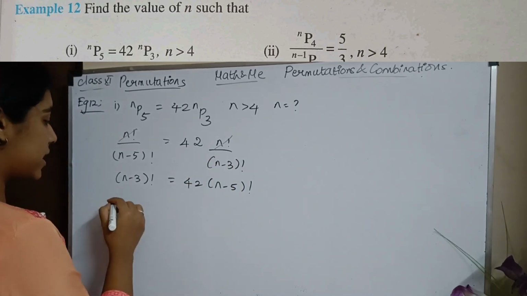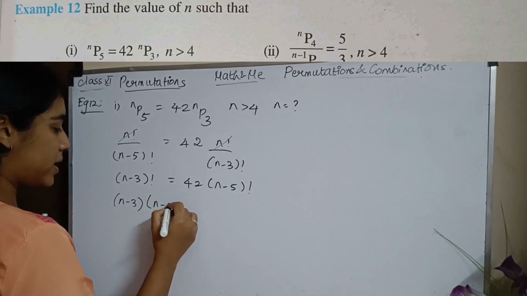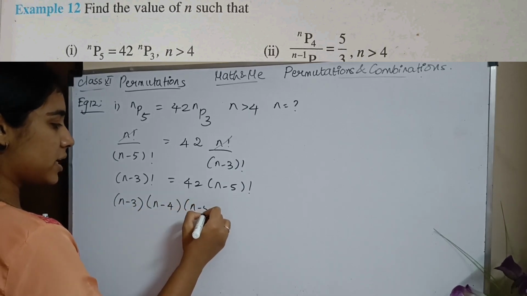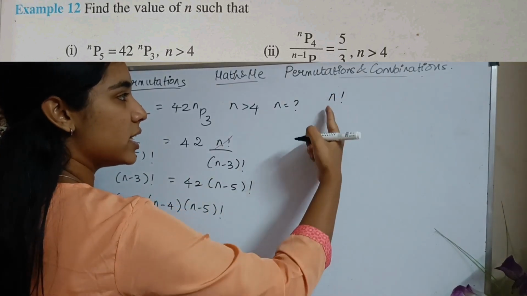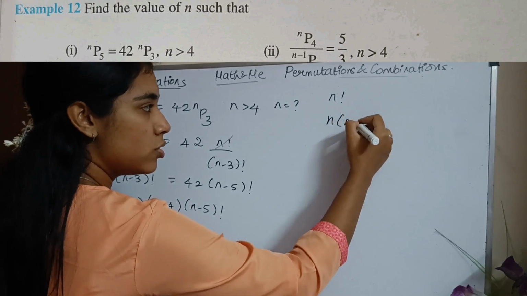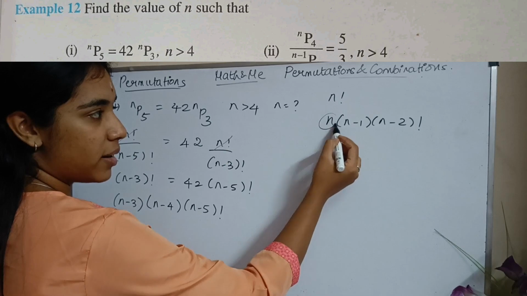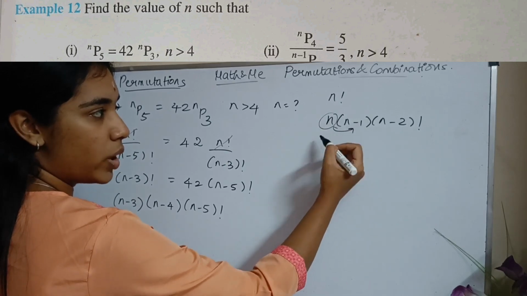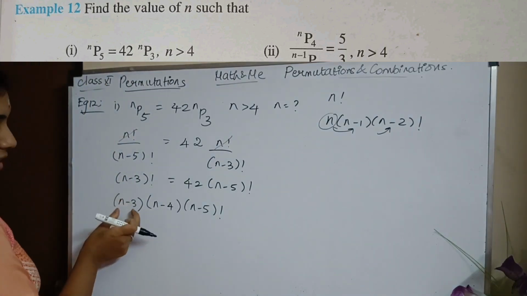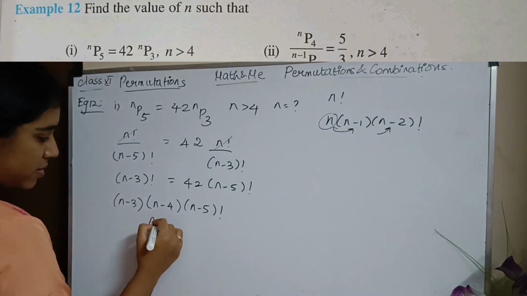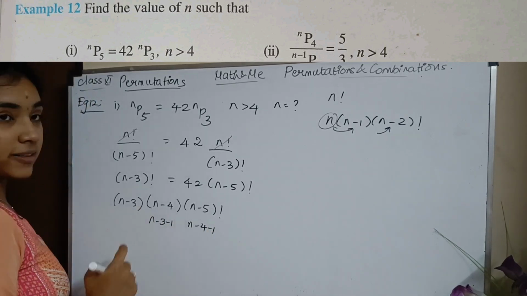So this I can simply write as n minus 3 times n minus 4 times n minus 5 factorial. Correct? When you have n factorial, this can also be written as n into n minus 1 into n minus 2 the whole factorial. Basically, when you have a number, you subtract it by 1. So when I have n minus 3, when I do n minus 3 minus 1, I get n minus 4, and when I get n minus 4 minus 1, I get n minus 5.